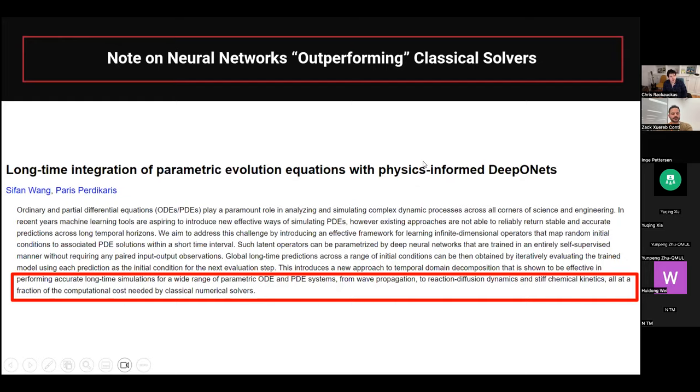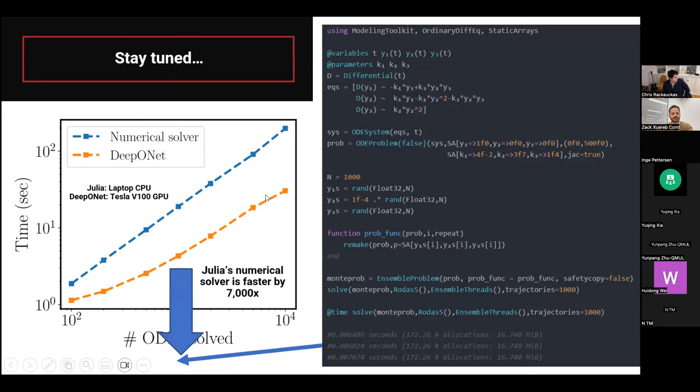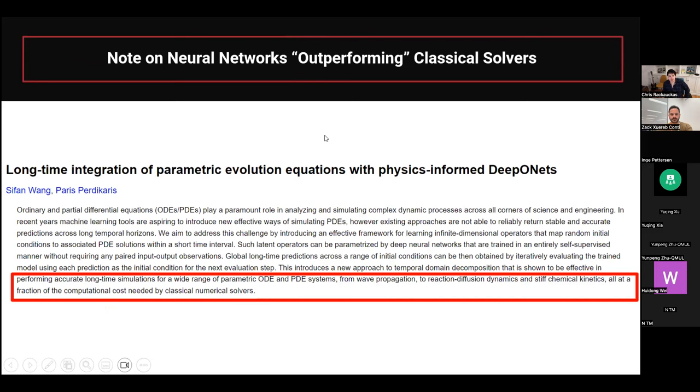And then, for example, with this DeepONet, you have this example of, oh hey, it's outperforming a numerical solver. This is from this paper, which I think Paris actually corrected to have the Julia ODE solvers inside of there as well. So if you want a full comparison, he did modify this to have a version of them in there.